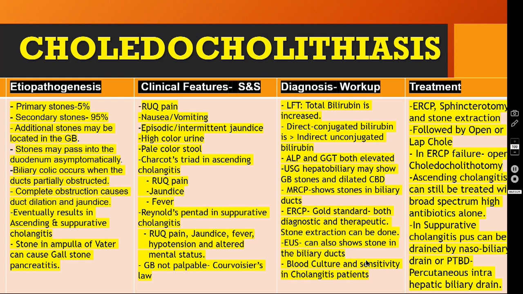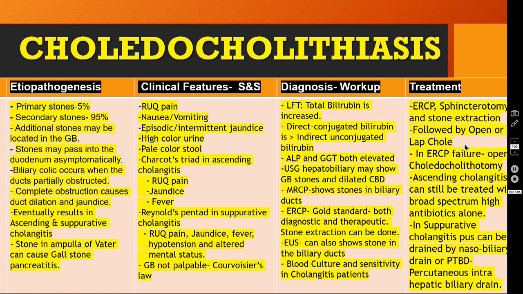In case of ascending or suppurative cholangitis, we should send blood for culture and sensitivity. Coming to the treatment, I told you ERCP is therapeutic also. So do ERCP, do a diagnostic workup and find out the stones. Then in that sitting itself, we can do a sphincterotomy and do the stone extraction either with Dormia basket or balloon sweep. But this ERCP stone extraction should be followed by either an open or lap cholecystectomy.